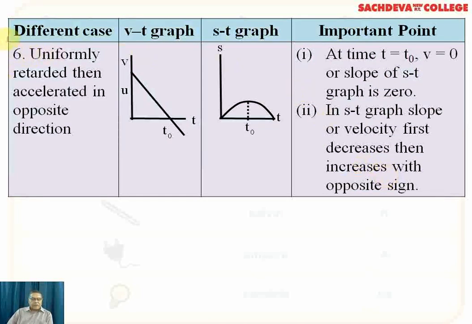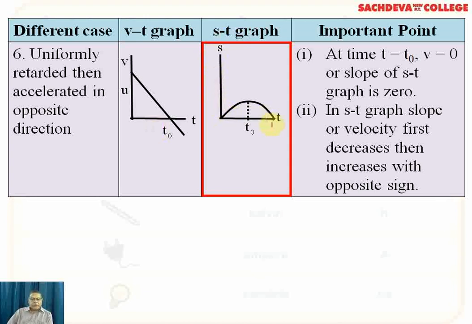Now, in the last part, what we find, uniformly retarded, then accelerated. First of all, velocity is decreasing, due to which retardation will take place. Then finally, after some time, velocity is going on increasing and the body will be accelerated, but that will be in the opposite direction. So the two graphs are indicated, like one is the Vt graph. Here we are finding that t naught, time is taken on the x-axis and velocity on the y-axis. Similarly, in the second graph, that is St graph, S stands for distance and T stands for time.